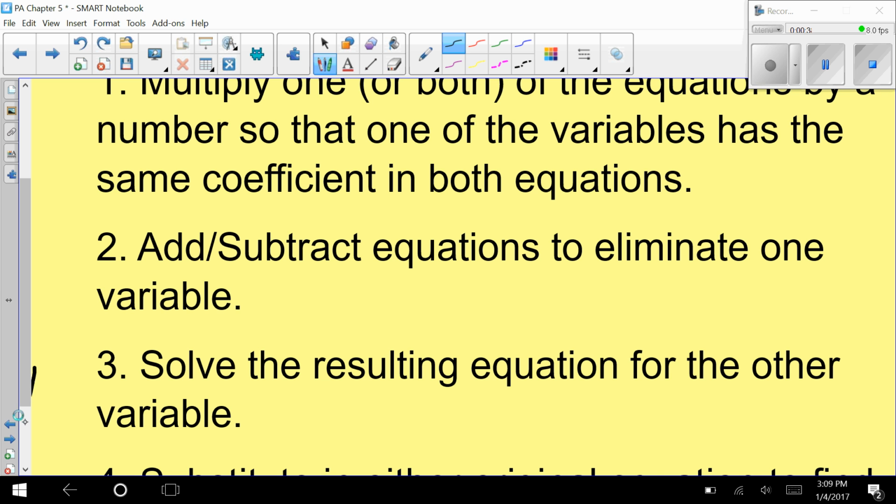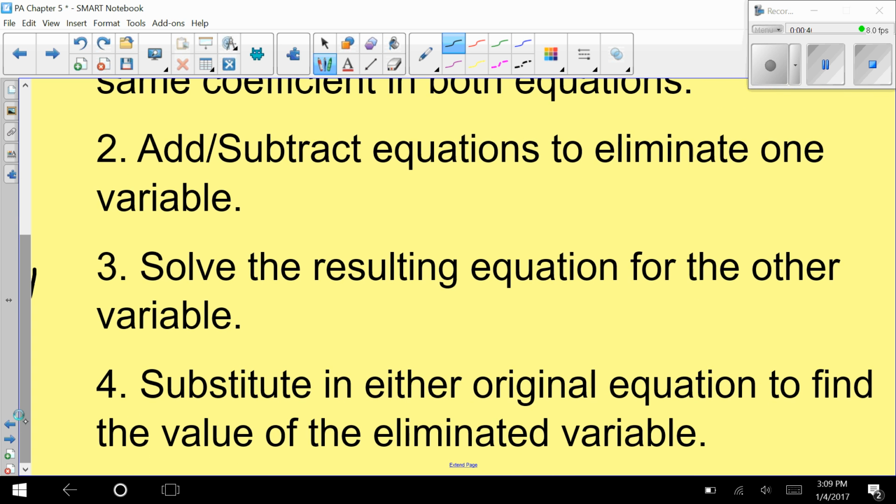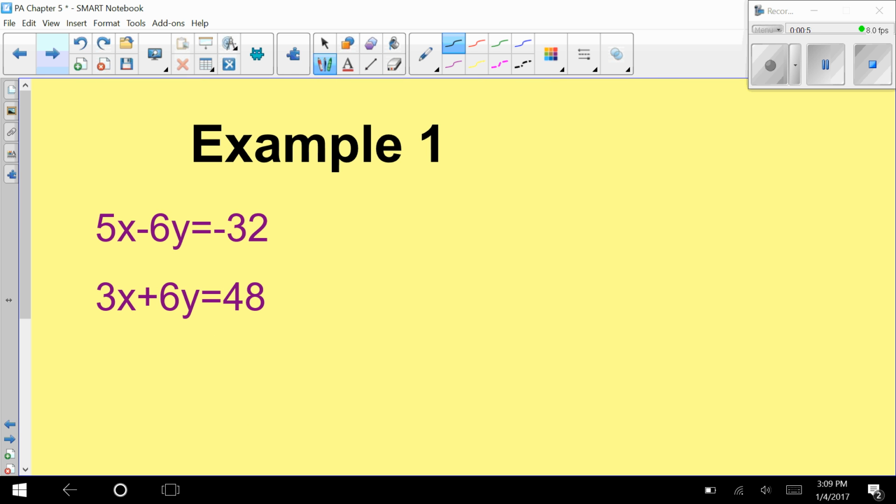Step 3 will be solve the resulting equation for the other variable. Step 4, substitute that number in either original equation to find the value of the eliminated variable. Let's jump into an example. We have 5x minus 6y equals negative 32, and 3x plus 6y equals 48. You'll notice that we have a minus 6y and a plus 6y. That makes elimination really easy.